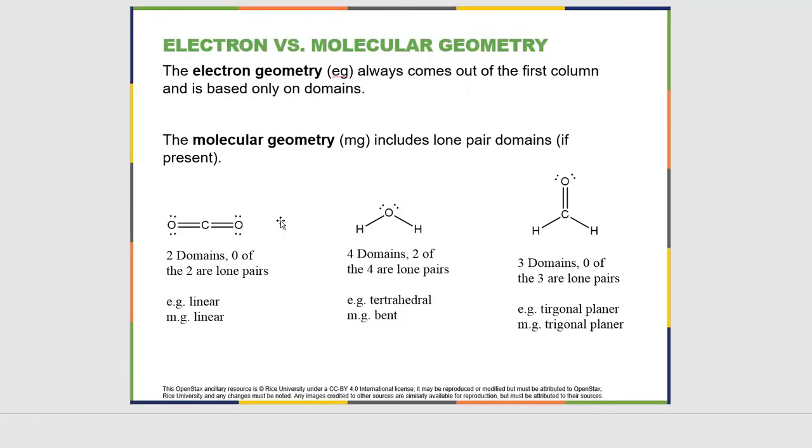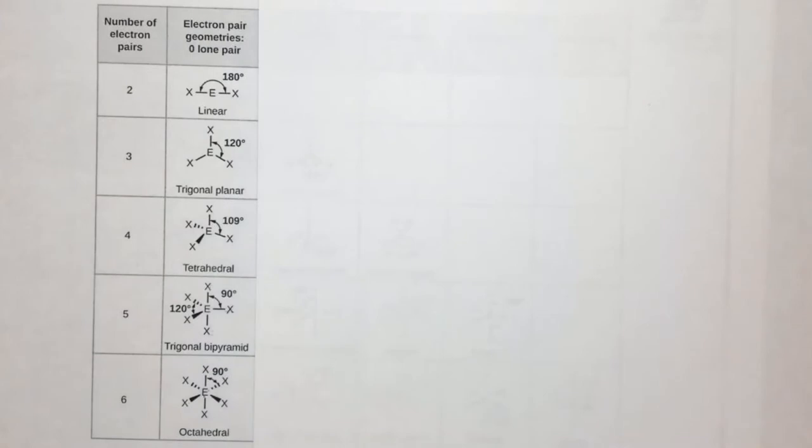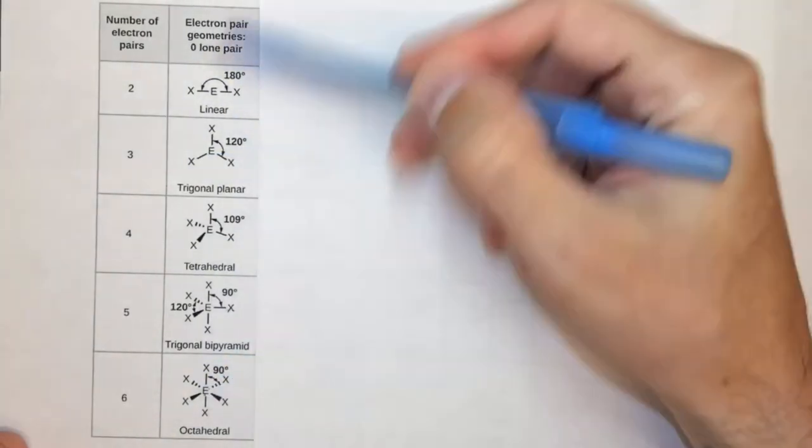So let's look at these two different terms. The first term is the electron geometry. And the electron geometry is based only on domains, whether they're lone pairs or whether they're atoms, that just counts the number of domains. Said another way, if you look at the table that we just showed, the electron geometry always comes out of the first column. So this is where the electron geometry always comes out of.